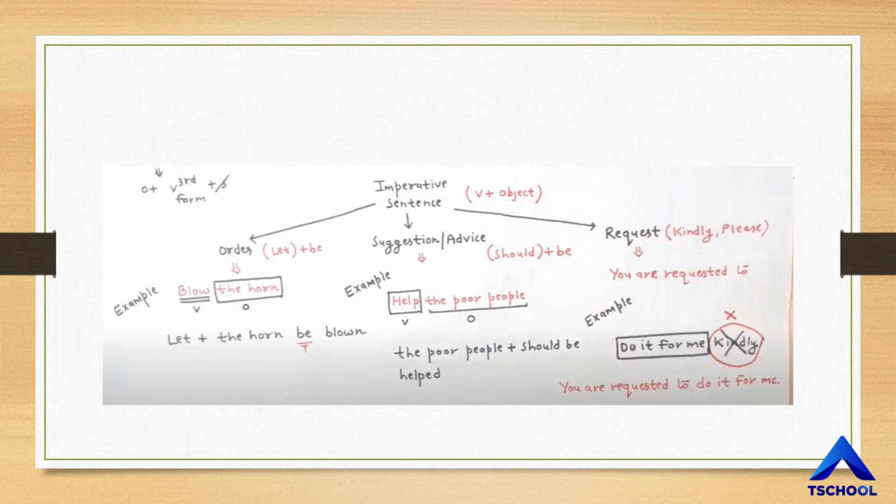Look at the second concept, that is the suggestion and advice. We need to put should plus be. Look at the third concept, that is the request, kindly and please. Instead of kindly and please, we need to put you are requested to. Look at the example, so the concept of imperative sentence would be clear.